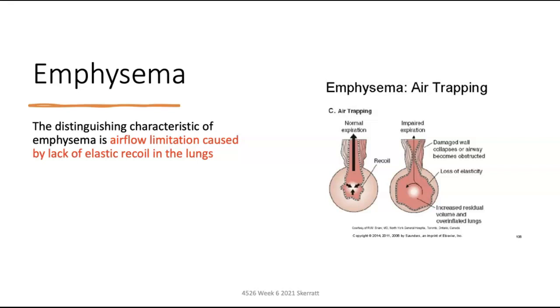So in the normal lung, you have the recoil of the alveoli to push the air out of the alveoli. But with emphysema, you have impaired expiration. So you have the damaged walls of these small airways become obstructed, but it's more so the loss of elasticity and elastic recoil. There's the inability for the alveoli to snap back. And so you have this inability to get the air out. So you have overinflated lungs.